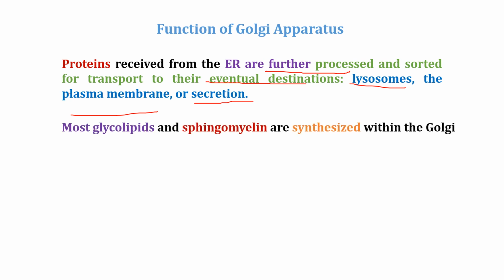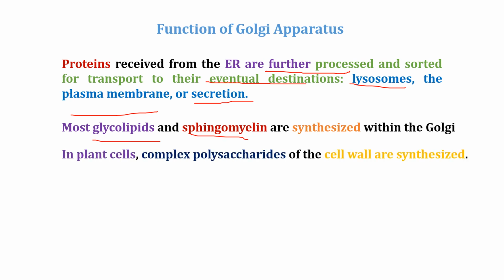In the Golgi body, most glycolipids and sphingomyelin are synthesized within the Golgi. That is the second function. Third, in plant cells, complex polysaccharides of the cell wall are synthesized. Then sorting and packaging: they sort the proteins, package them, and form lysosomes.